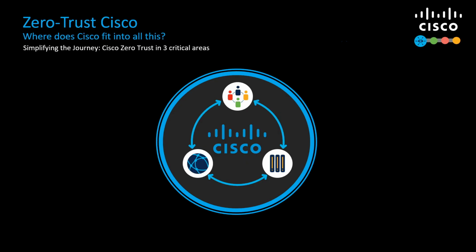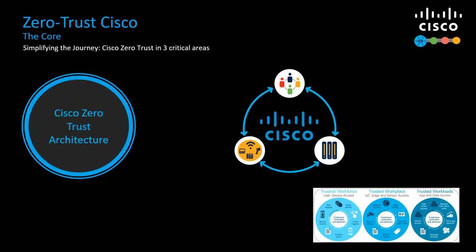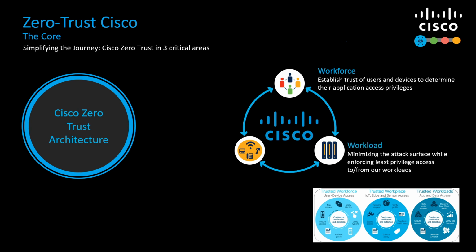So when it comes to Cisco, where do we fit in all of this? So Cisco's got 3 critical areas, and then there's the complementary side. And so let's zoom in a little bit. We call these the 3 W's. So the first one's workforce. So this is to establish trust of users and devices to determine their application access privileges. Think of this as that per session access control.